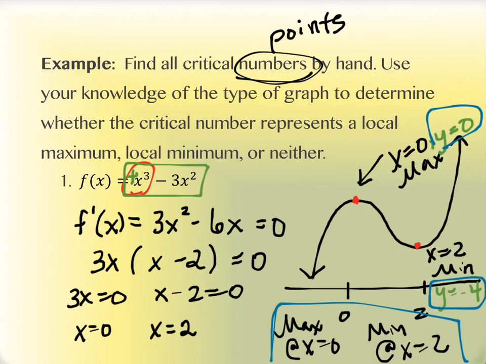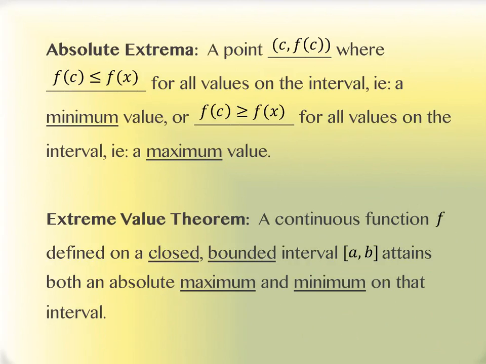All right, so far so good? Okay, so this is this relative idea, this idea of taking a local area and saying, what's the largest, what's the smallest value? We have another type of value called absolute extrema. Absolute extrema means exactly what it sounds like. It really is the largest, or it really is the smallest value.